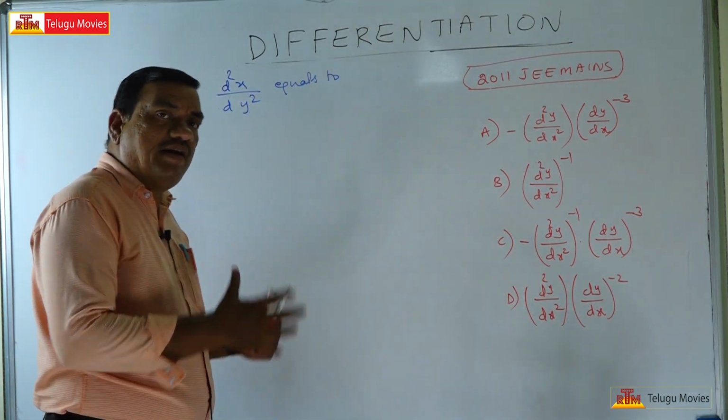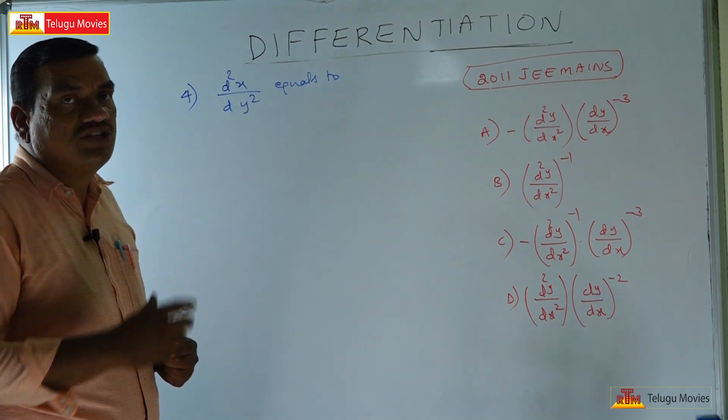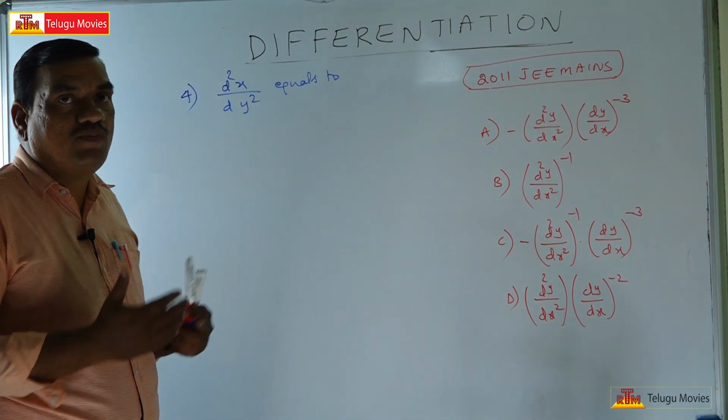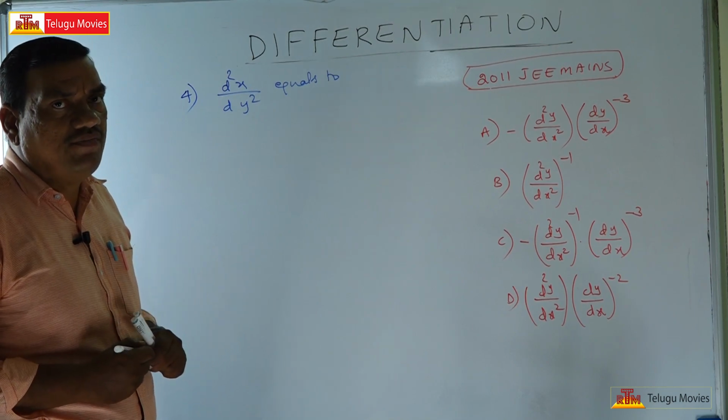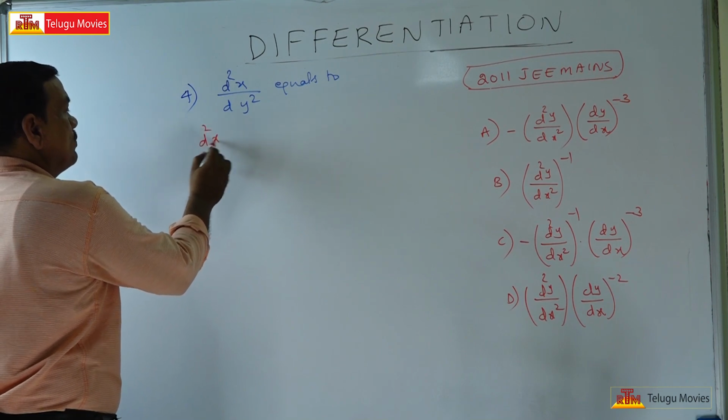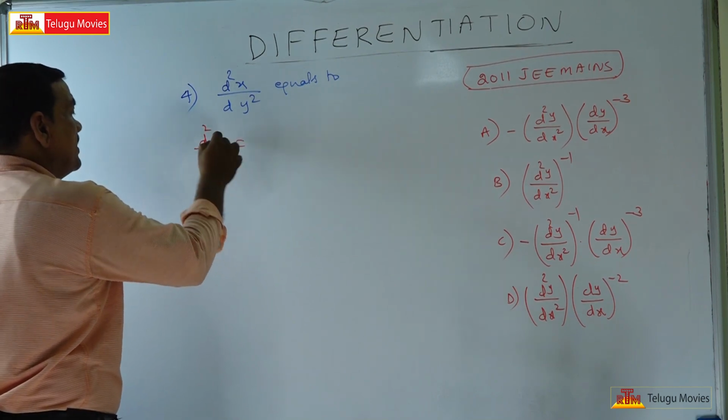If you know the fundamental definitions, that is, differentiation with respect to x and with respect to y, and higher order differentiation properties, then the problem will be a very easy one. So, let us see this problem. First one is d square x by dy square. Then what is the meaning there?